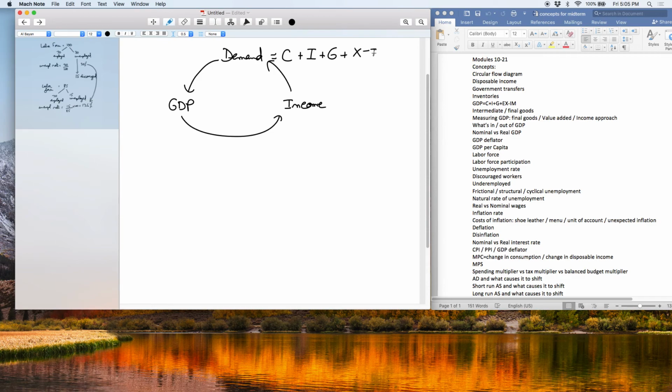exports minus imports, okay, which is net exports, okay, because foreigners are buying our stuff. Why do we have to subtract imports? Because the total amount that people consume is not just American-made goods, it's also foreign goods. So this includes foreign goods. This also includes foreign goods. Government also spends money on foreign goods. So if we want the demand to be the demand for American-made stuff, we have to subtract whatever consumers buy, businesses buy, government buys from foreigners. So that's why we have to subtract imports, okay?